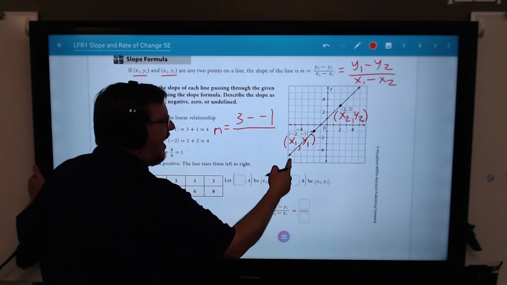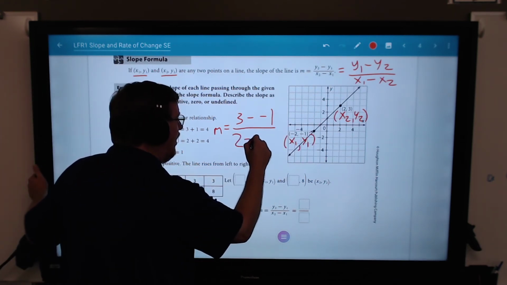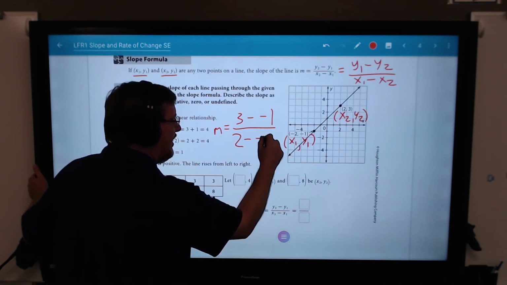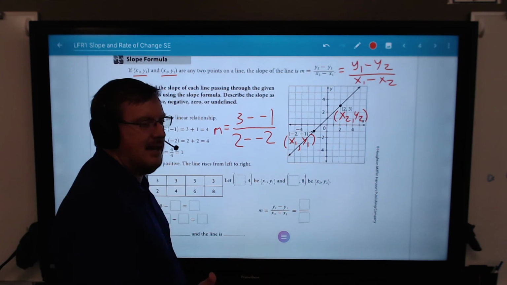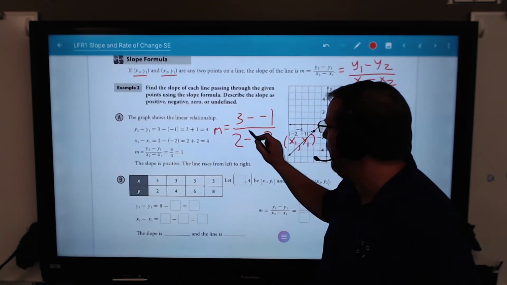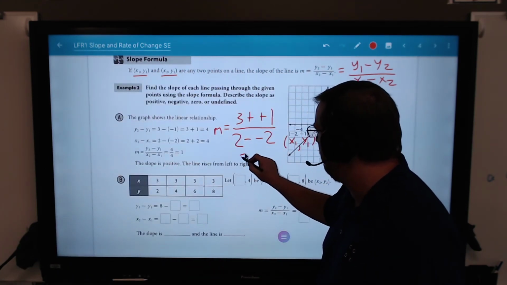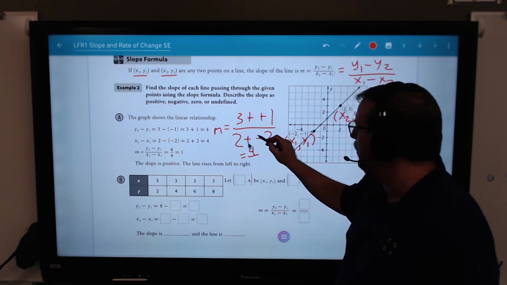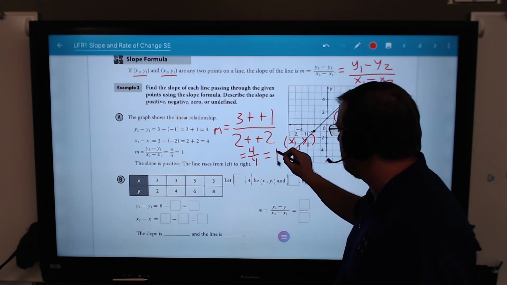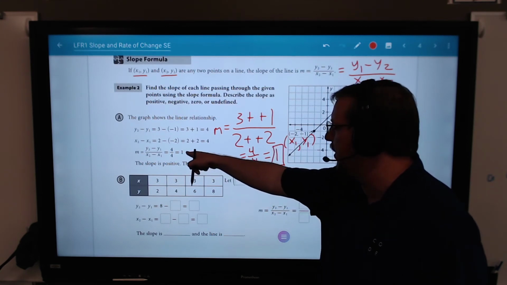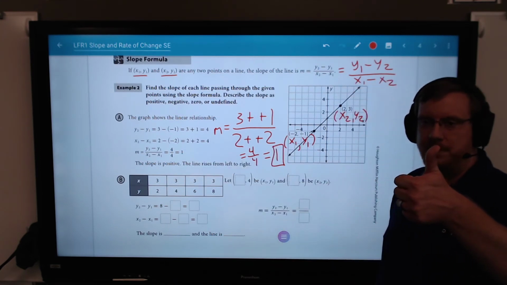And on bottom I have x2, 2, minus x1, which is -2. What I end up with, well, minus a negative is plus a positive. So on top I get 4 divided by 2 minus a negative, still plus a positive. 4 divided by 4, that gives us a slope of 1. Double check it right there. We're good to go. All right.